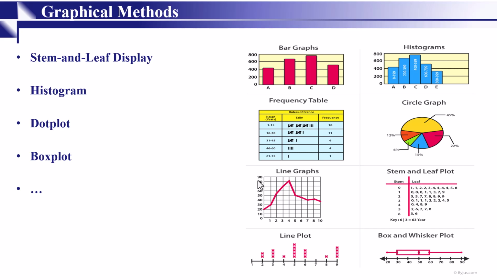There are common graphical methods used in descriptive statistics in order to summarize and visualize data distributions. These tools help in understanding the shape, spread, and central tendency of the data, as well as identifying outliers and patterns. The first one is the stem and leaf display. Second, histogram, dot plot, box plot, and many others. Bar graphs, we have frequency table, circle graph, line graphs, box and whisker plot, and many others.